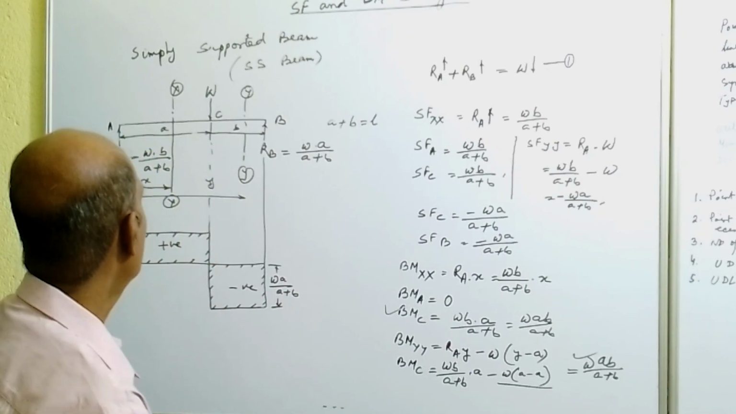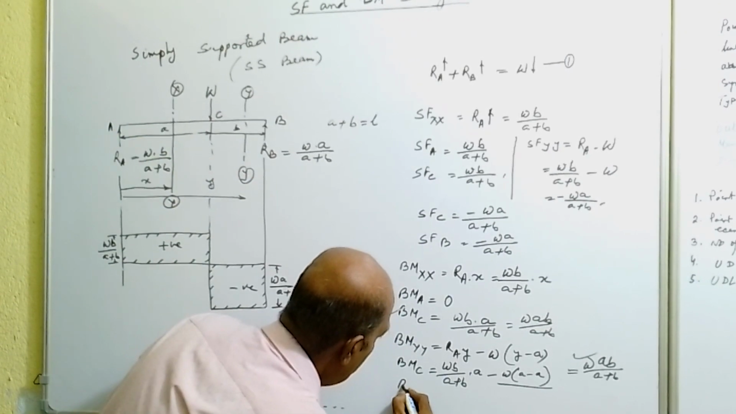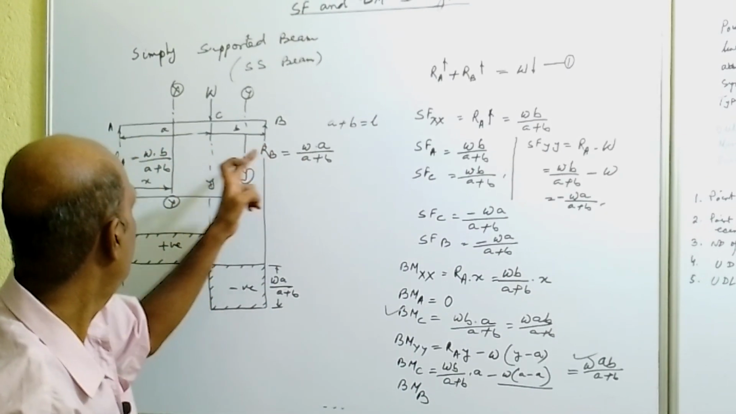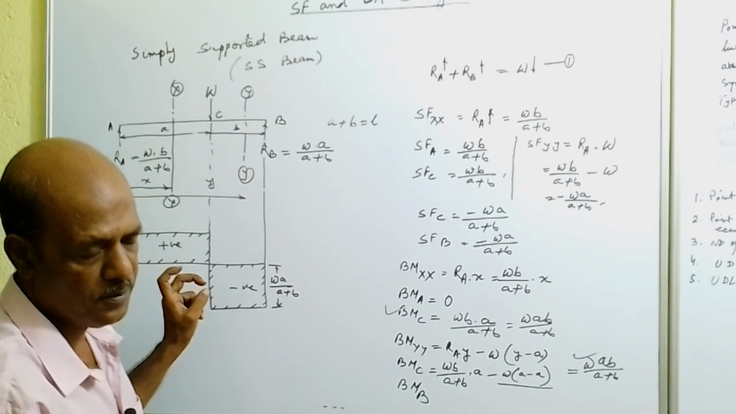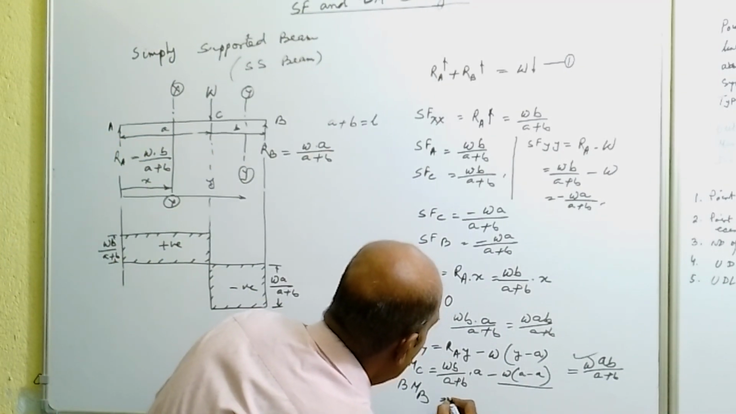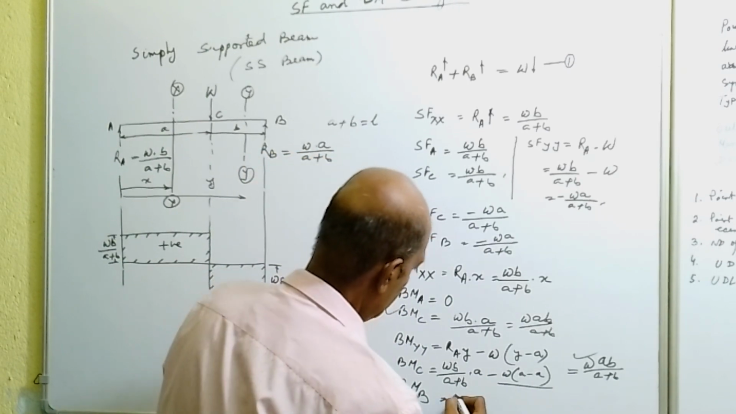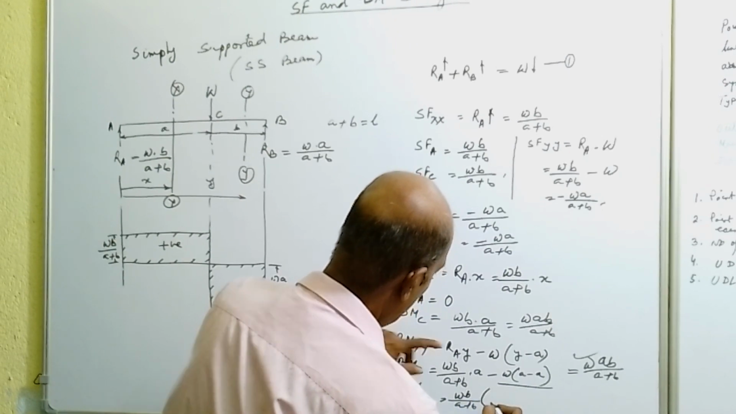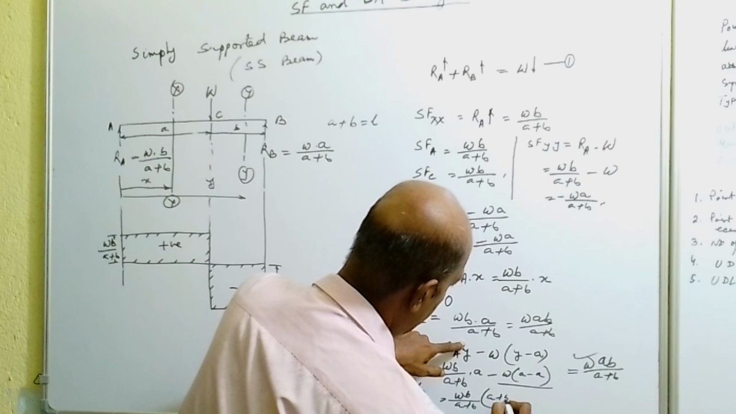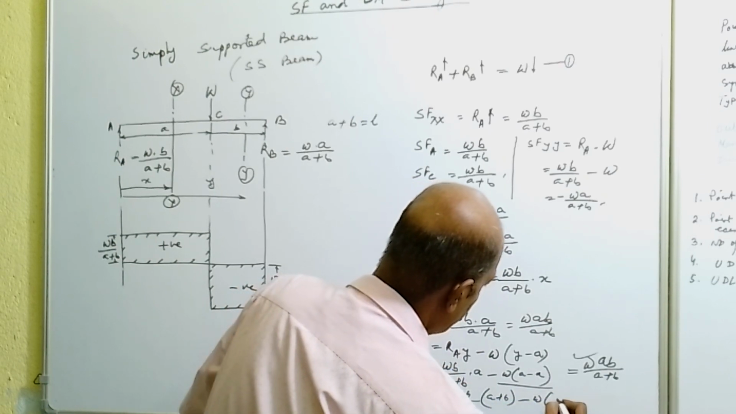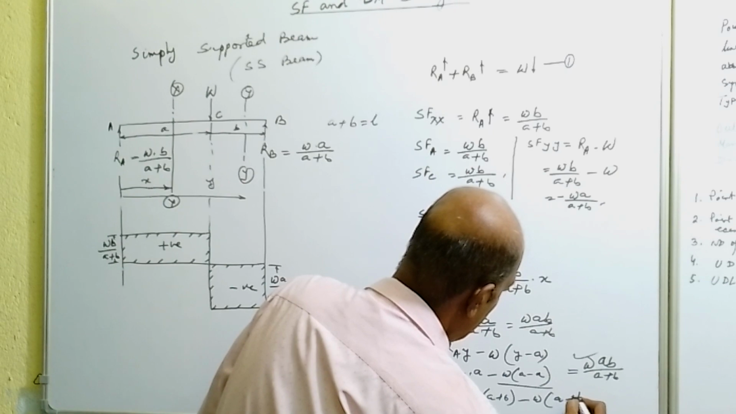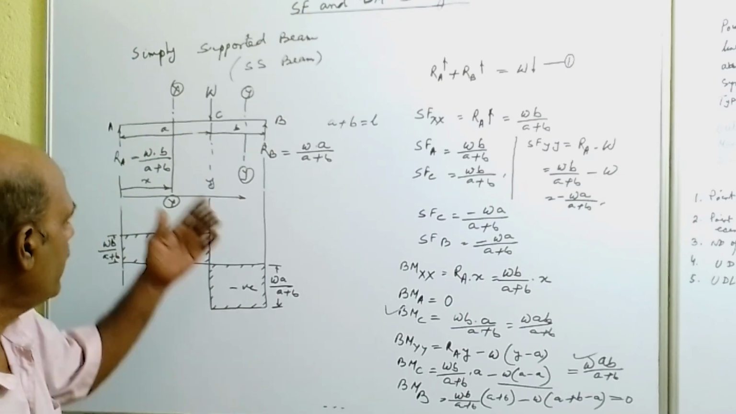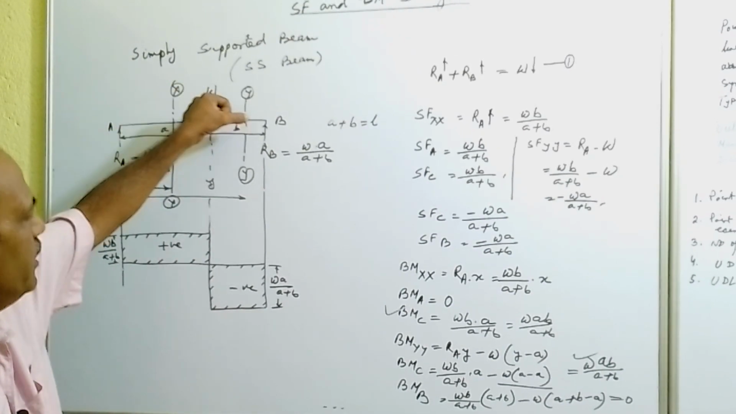Now we will go for the bending moment at point B. At point B, what is the Y value? A plus B. Put WB by A plus B into Y, where Y means A plus B, minus W into A plus B minus A, and it will come to 0. So we have got the bending moment at points A, C and B.